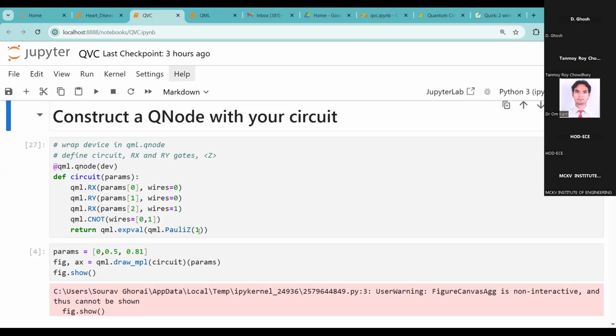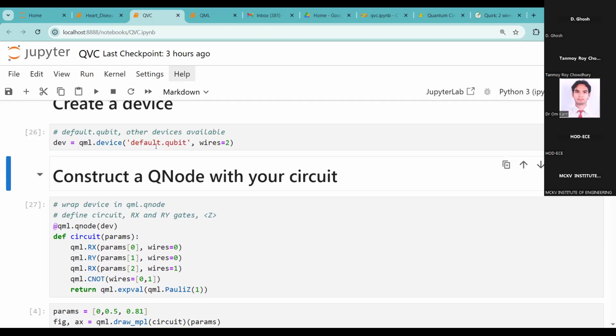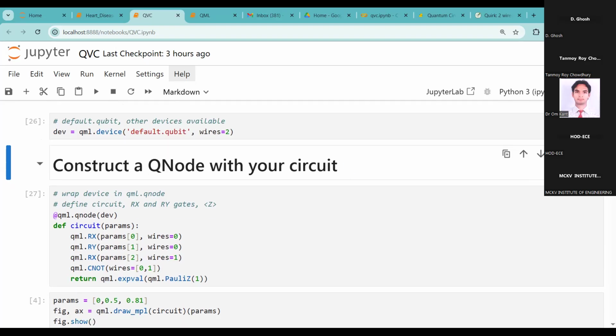So this is our circuit. This is how I am defining the circuit. So what is the QNode doing? The QNode is attaching the two. It is attaching the dev, that is my simulator, with my defined circuit. So my circuit is now attached to the device via this command. The device is the default qubit. This is my device, so it is attached.